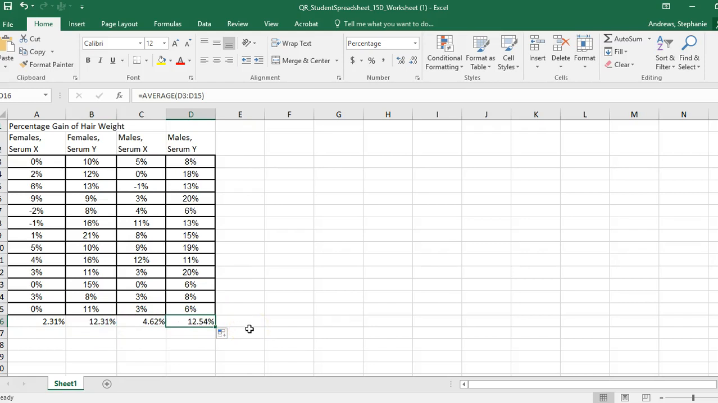Part G: based on the averages, does the more effective serum affect men and women differently? When I look here, 12 and 3100ths, 12 and 5400ths, that's darn close. That's pretty close. So I think we can say no, it doesn't affect them differently, that the average percentage growth for serum Y was approximately the same for both men and women.